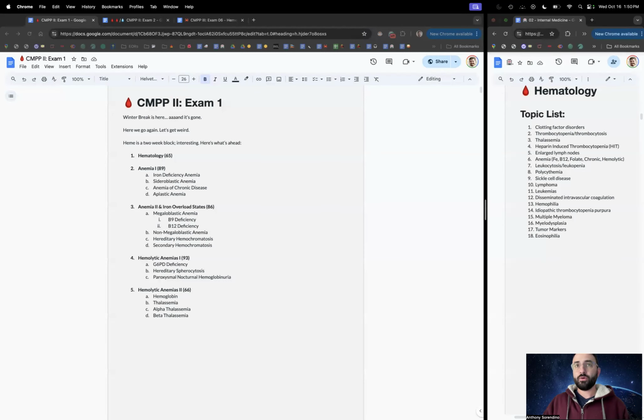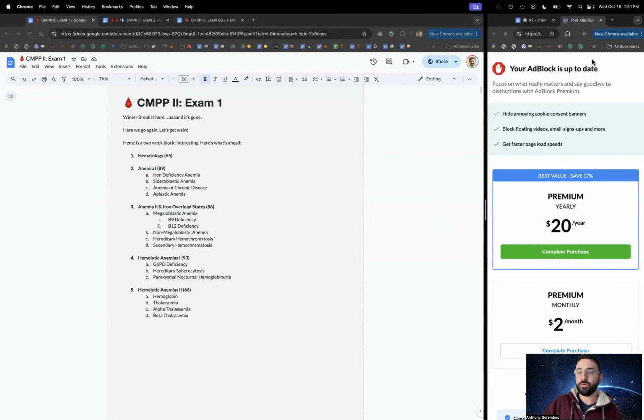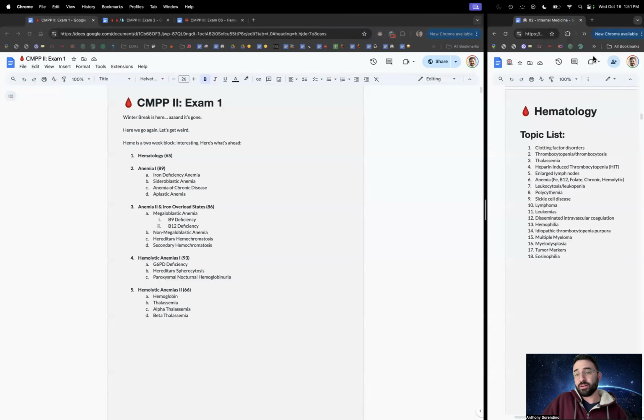All right, so we're going to be talking about hematology today. So this is the second part of my internal medicine EOR review, and maybe one of the most feared topics could be hematology. There's some oncology stuff on here also, but honestly, we're just going to dive right into it. So we're going to start with the first thing here, which is clotting factor disorders.